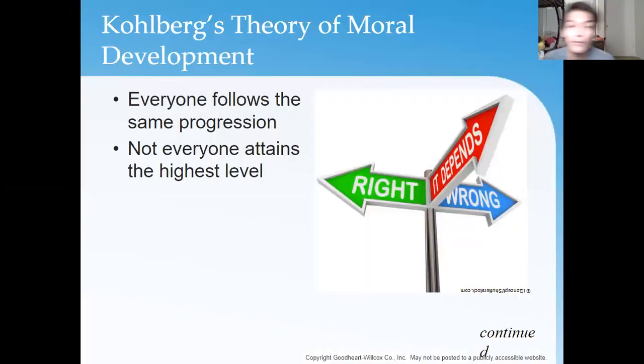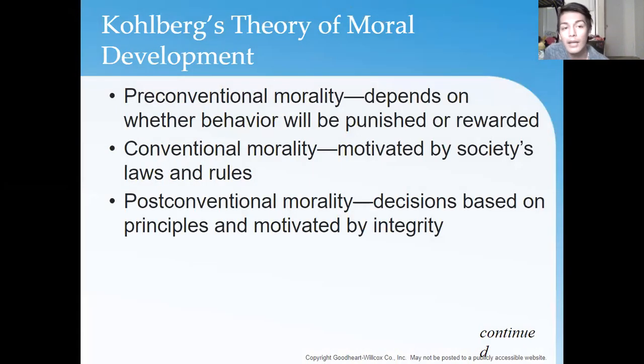Okay, moving forward. Kohlberg's theory of moral development. Kohlberg was basically saying that everyone follows the same progression and that not everyone attains the highest level. He had three stages of moral development: pre-conventional, conventional, and post-conventional morality.